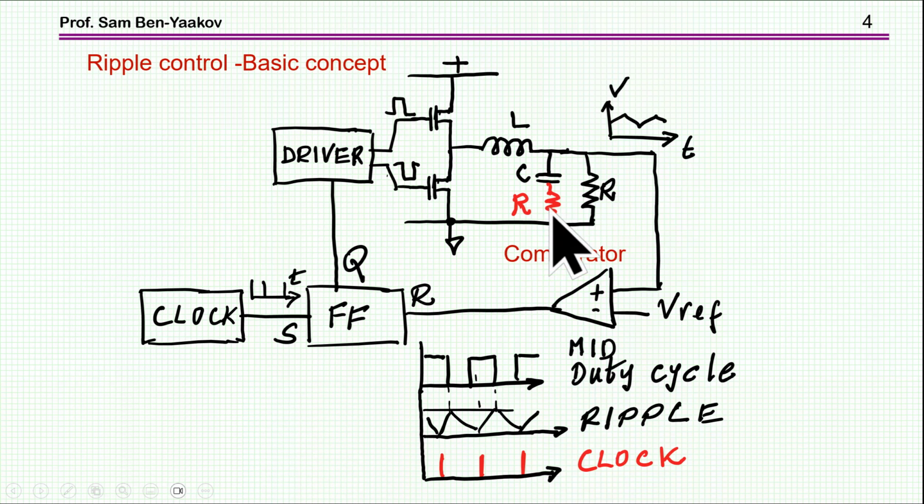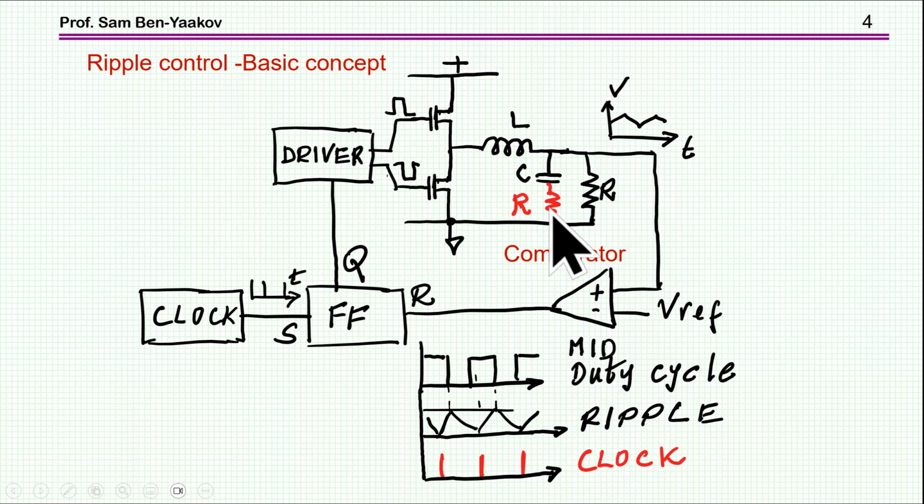So we have this ripple, and this ripple now is compared by a comparator to some reference level. The flip-flop turns on the transistors, or the upper transistor I should say, when the clock is on. We have a clock here which is running like in a peak current mode, the continuous clock, the switching frequency, short pulses that turn on the flip-flop, which turn on the upper transistor in this case. And then when the ripple is reaching the reference level, the comparator kicks, there is a reset, and this will be the end of the pulse.